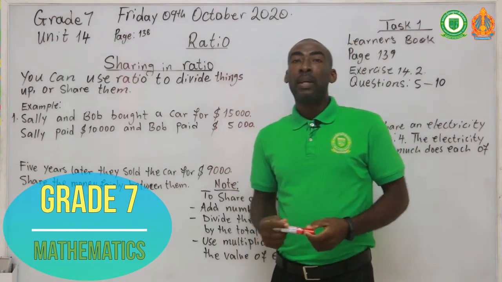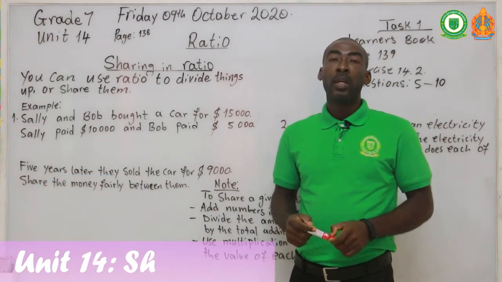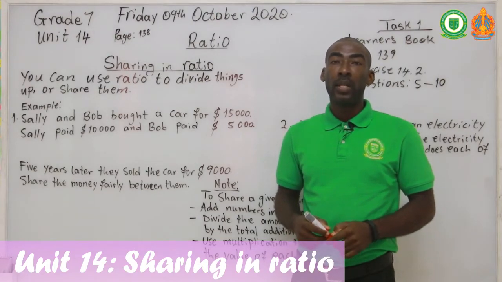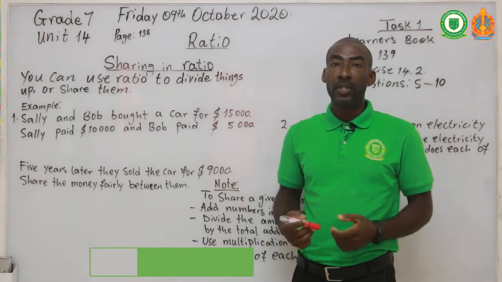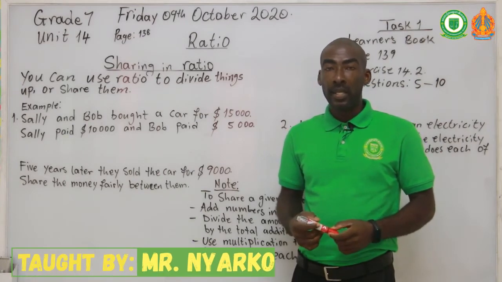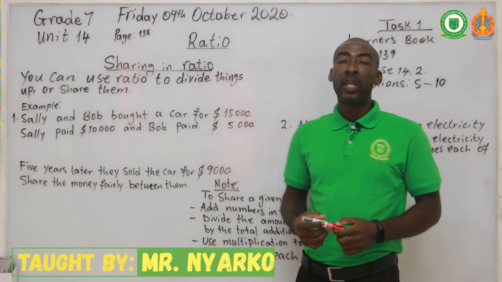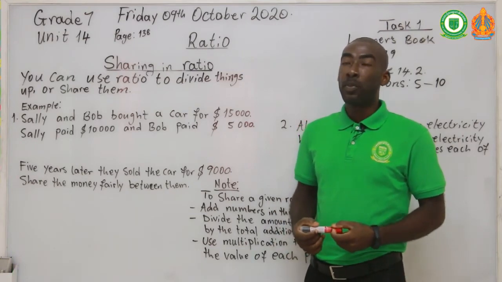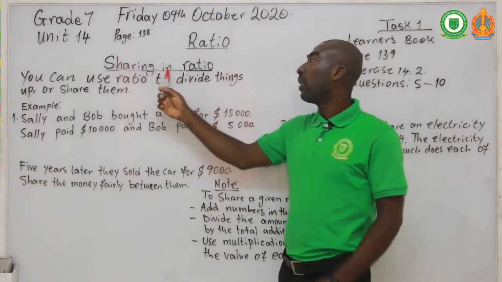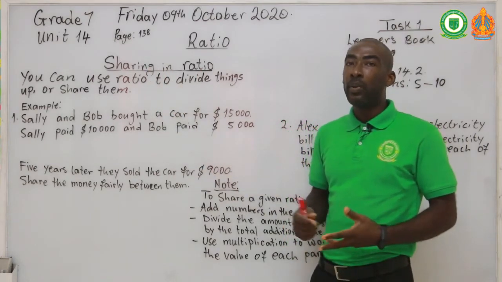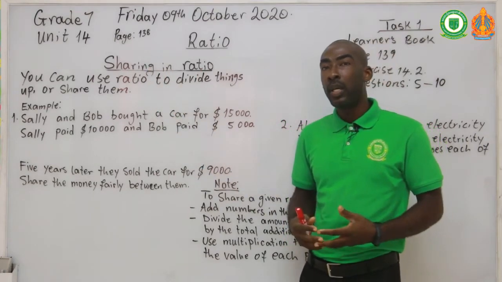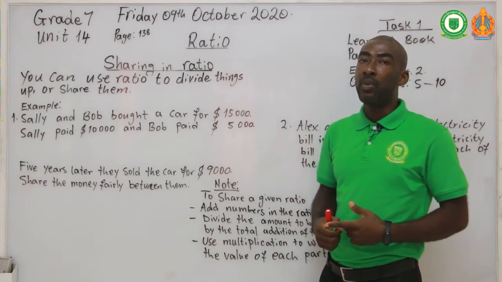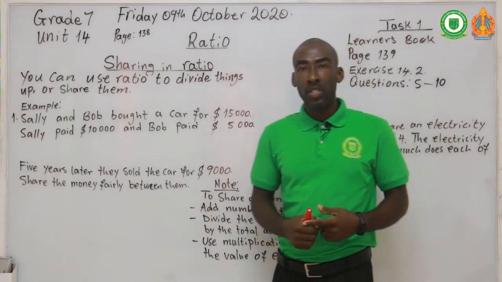We are continuing our lesson on ratio. Last week we studied how we can write ratios and how we can simplify our ratios. In today's lesson, we will be looking at how we can use ratio in sharing. So our subtopic becomes sharing in ratio. How can you use ratio to share fairly? Let's find some examples and see how we can use ratio in sharing.